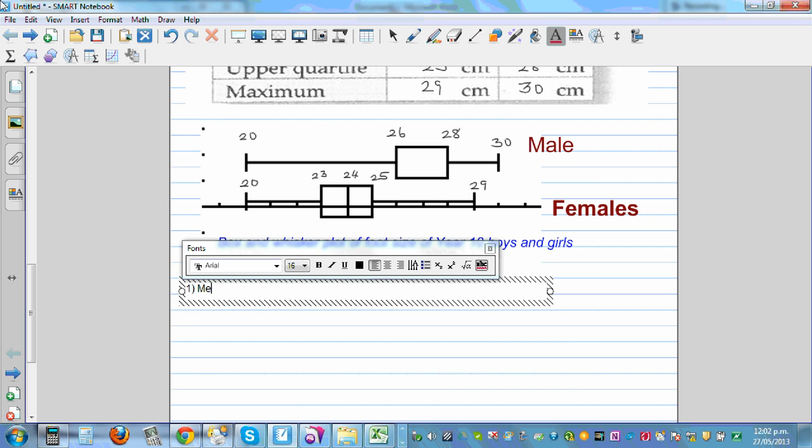Writing the obvious, the first thing that I can say is, let me make it bigger so that you can read my typing. Median of males is 2 centimeter greater than female.